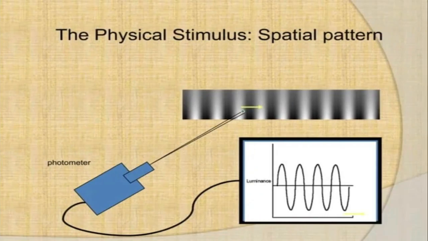The physical stimulus, spatial pattern. In neuroscience, sinusoidal gratings are used to study the receptive fields of neurons in the visual system. By presenting gratings of different orientations and spatial frequencies, researchers can identify the preferred orientation and spatial frequency of individual neurons, providing insight into the neural mechanisms of visual perception.